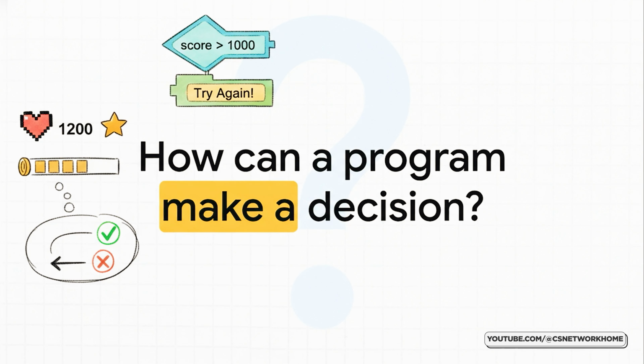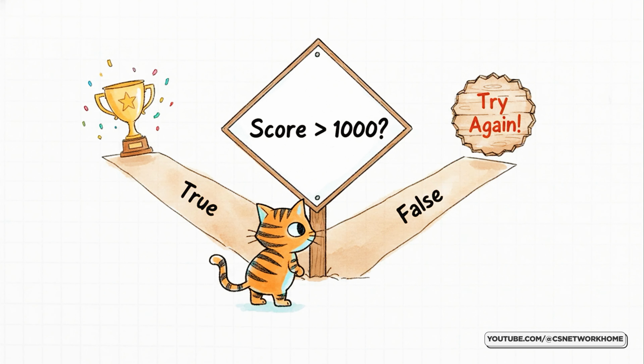Okay, so storing information is one thing, but what if you want your program to do something based on that information? Like, what if your game needs to check if the player's score is high enough to win? How does it make that decision? Well, that is where if blocks come in. These are the decision makers of your program. You give it a condition to check, and if that condition is true, then the blocks you put inside it will run. It's as simple as that.